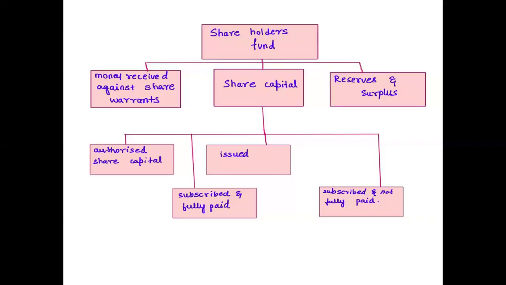So shareholder funds are divided into three: warrants or debentures or bonds; second, share capital; and third, reserve and surplus. Then we have the share capital divided into authorized, subscribed, issued, and paid up.